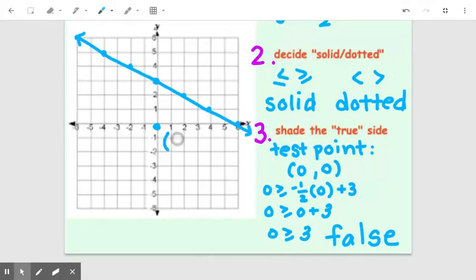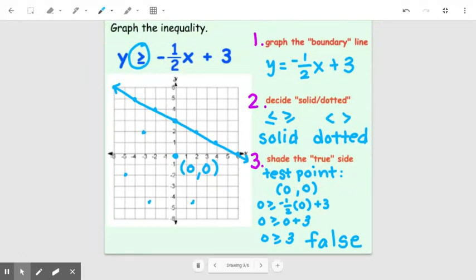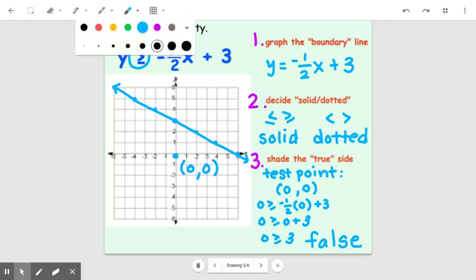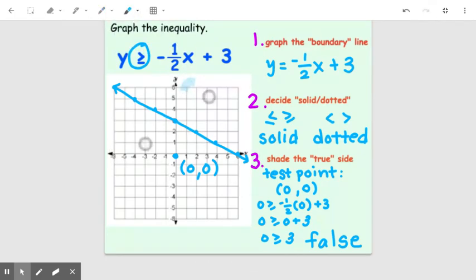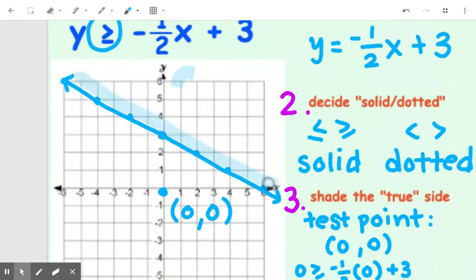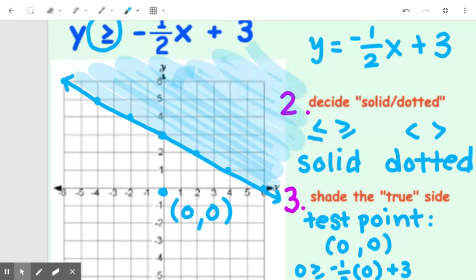So because this 0, 0 here is not part of the solution, that means any other point on this side of the line is also not a solution. If I were to test any point on that side of the line into the original inequality, it would not be true. So what I'm going to do then is shade the other side. The shading represents the solution. So I'm going to come over here and I'm just going to shade this.